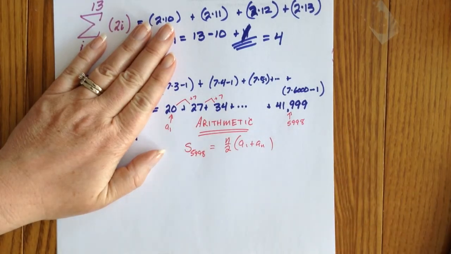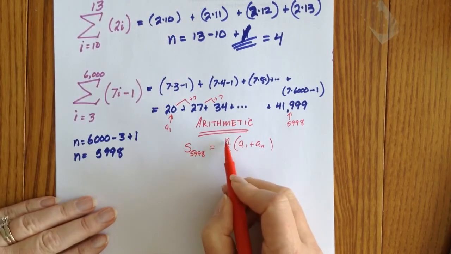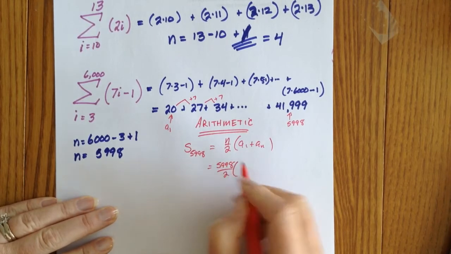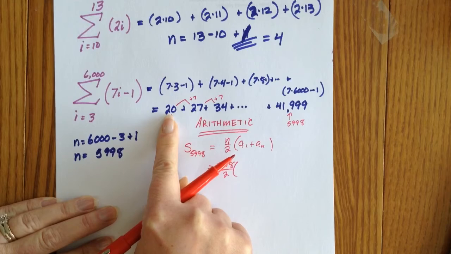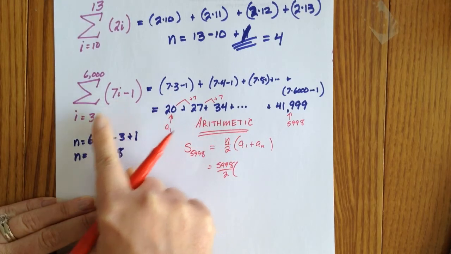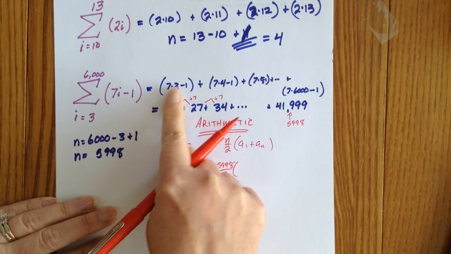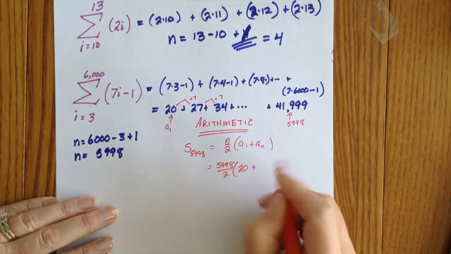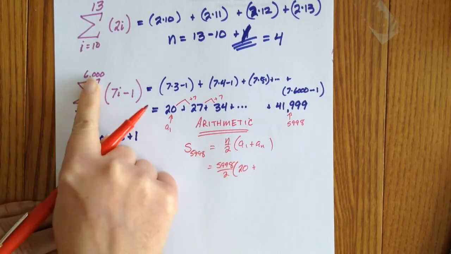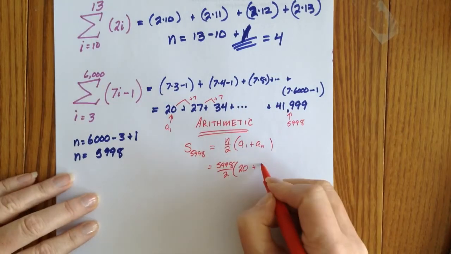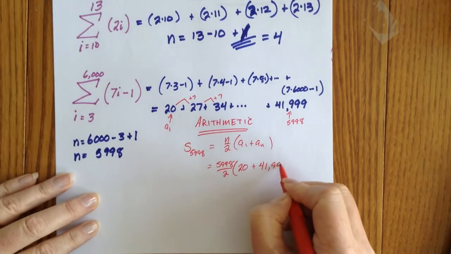I know we did 3 to 6,000, but when we look at this sequence, this is now the first term. This is the second term, the third term, and this would be the 5,998th term of this sequence. I'm in essence re-indexing the numbers. So n is 5,998 over 2, a1 is 20, the first answer that we got from filling in the first index number. I filled in the first index number, and that gave me the first term of my sequence. To get the last term, I filled in the last index number, and I got the last term of the sequence.